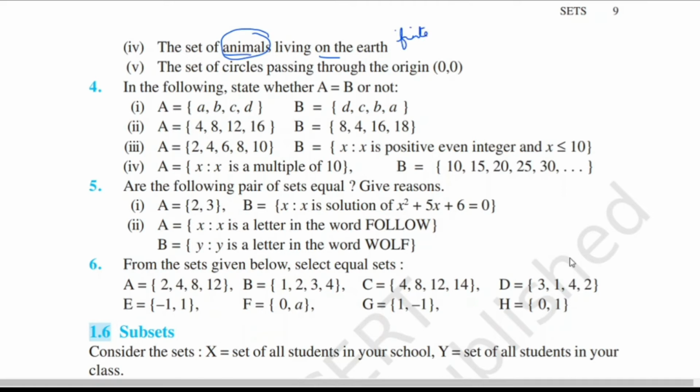Then the next one, the last one, set of circles passing through the origin. Okay, again we'll draw one origin, then I'll draw one circle like this. I'll draw one more circle like this. They did not say they shouldn't intersect or anything. So as many circles as you want, you can draw. So yes, it is infinite. That was about finite and infinite.